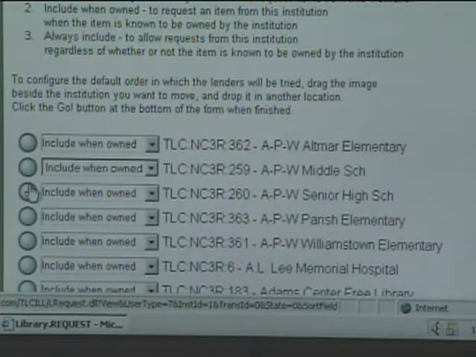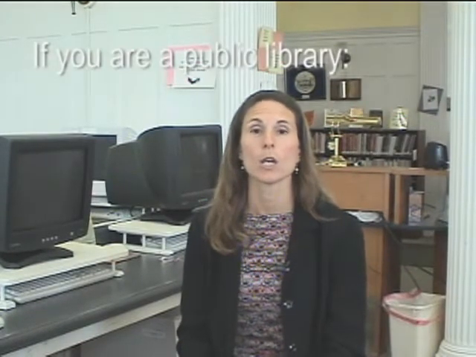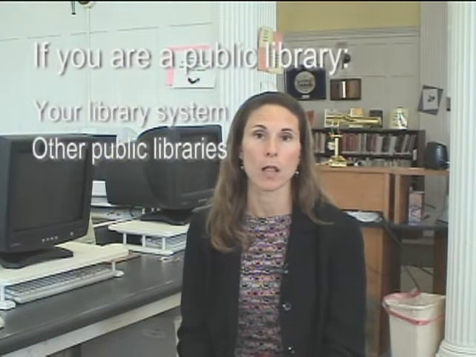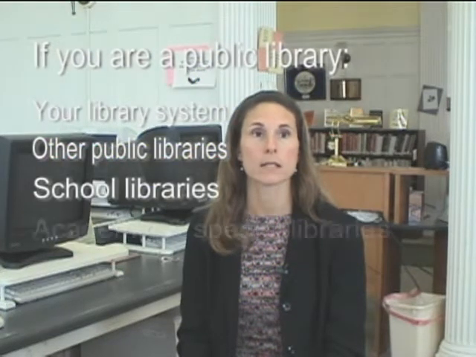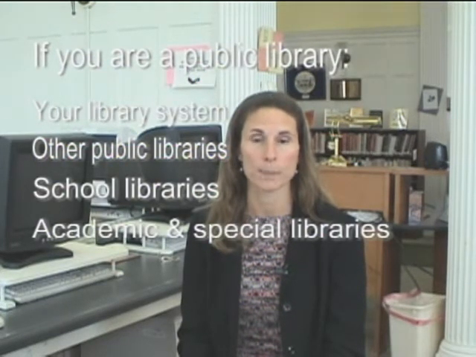You might also want to move the libraries that are on your library delivery route to the top so they will get the request first. You can do the same thing for any other library with which you have a special relationship. Usually you'll have the libraries in this order. If you are a public library, you will have libraries in your library system, other public libraries, school libraries, and last, your academic and special libraries.